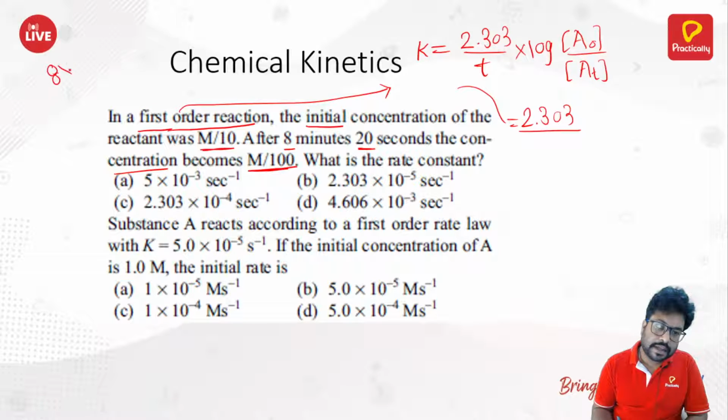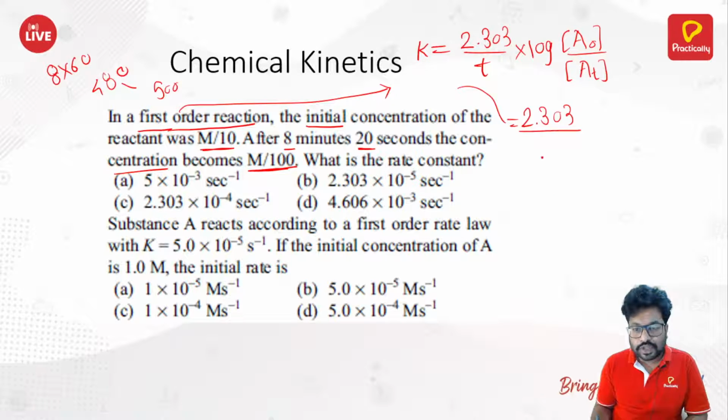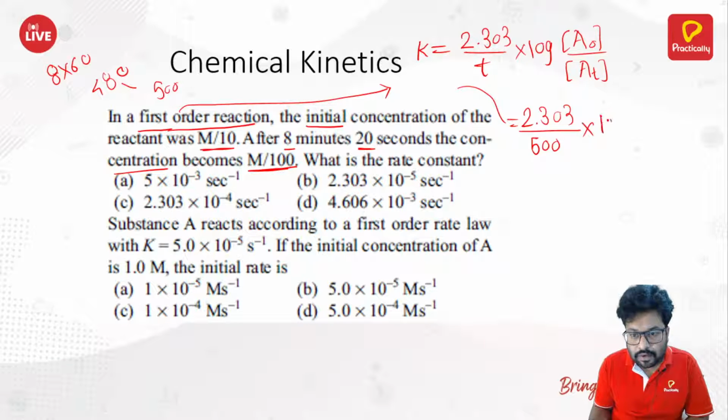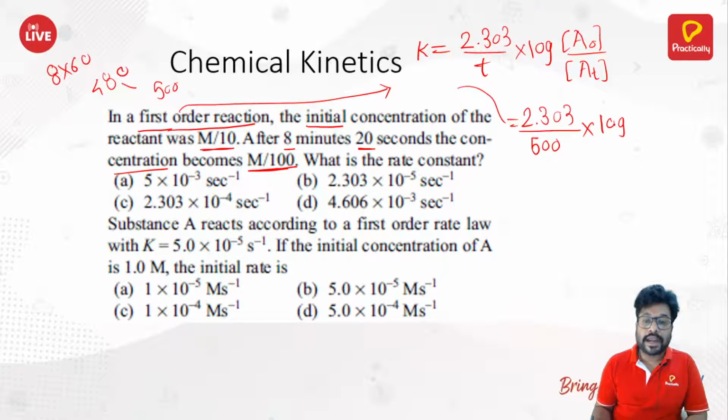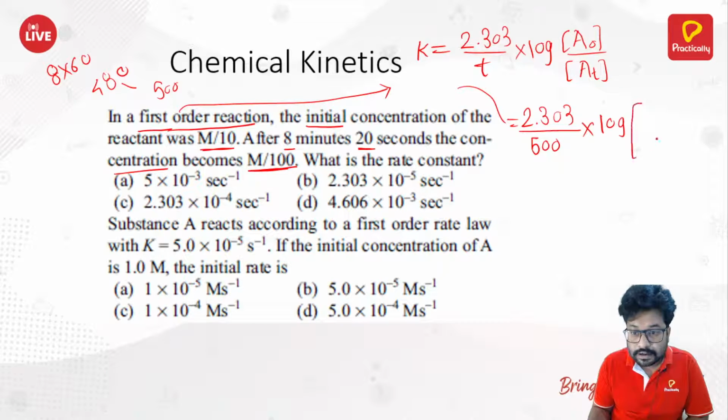8 minutes means 8 into 60 seconds. 8 sixes are 48, so 480 plus 20, you got 500 seconds, right? So K is 2.303 divided by 500 into log of A0 by A. A0 is what? Initial concentration. What was the initial concentration? M by 10. That means 1 by 10, right? 1 by 10 divided by 1 by 100.